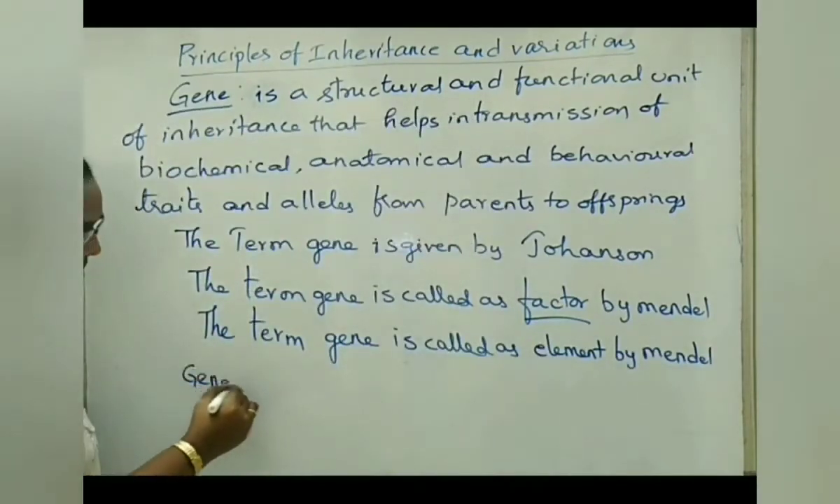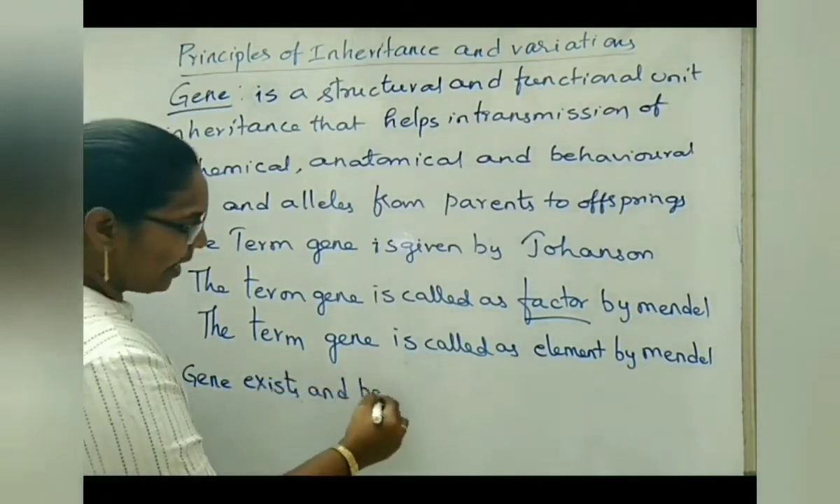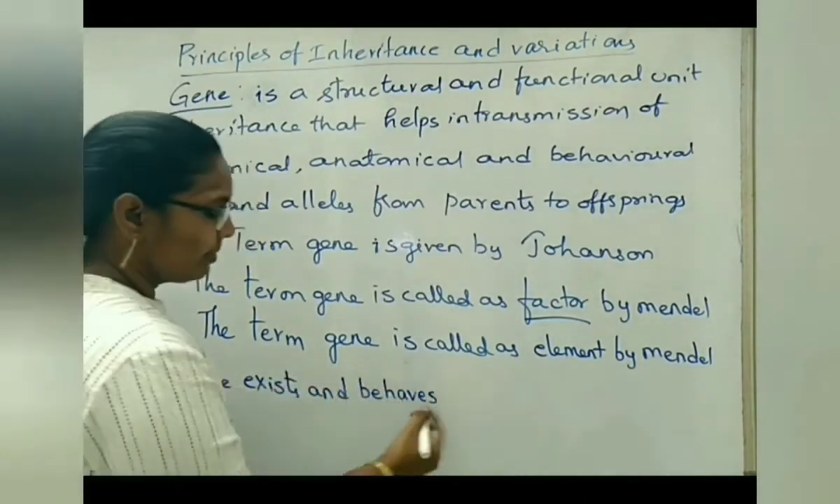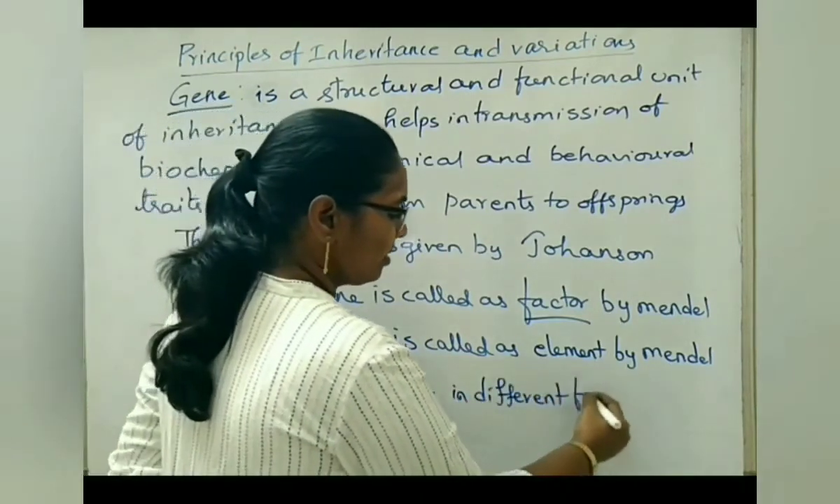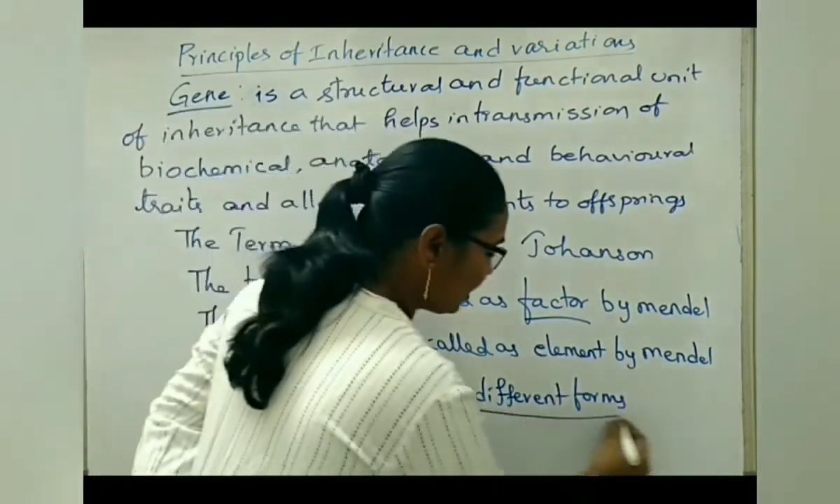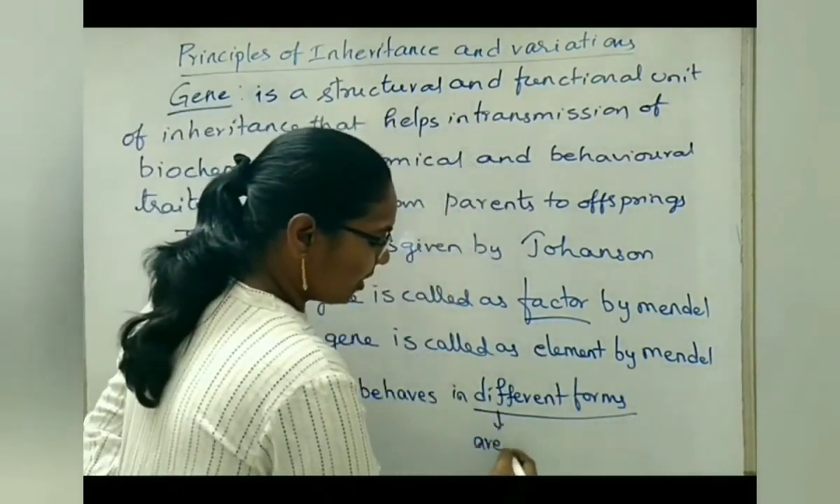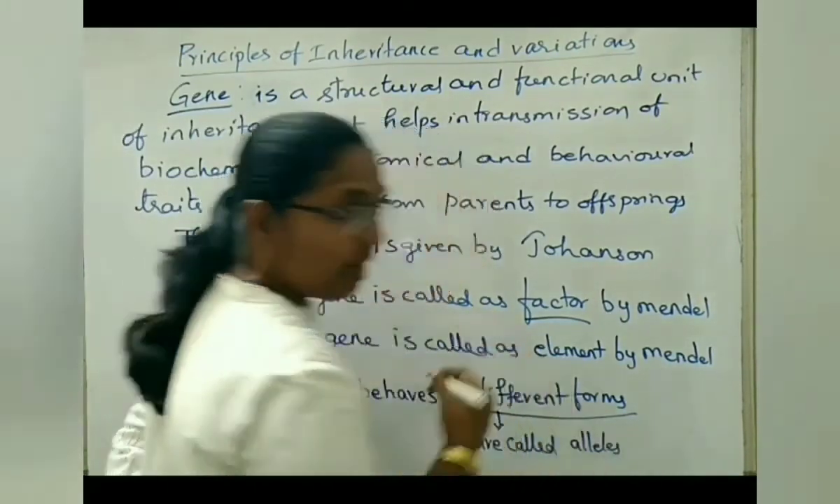Now, gene exists and behaves in different forms. What are those forms called? These different forms are called alleles.